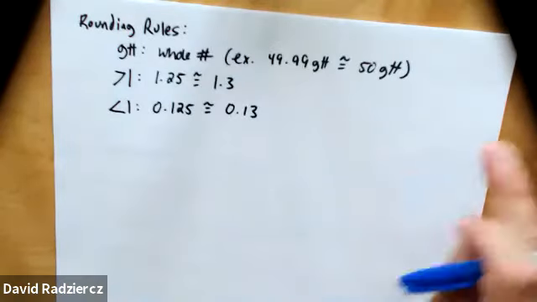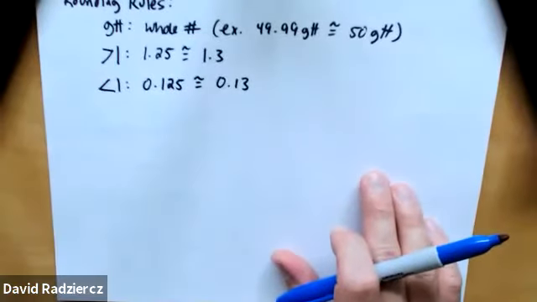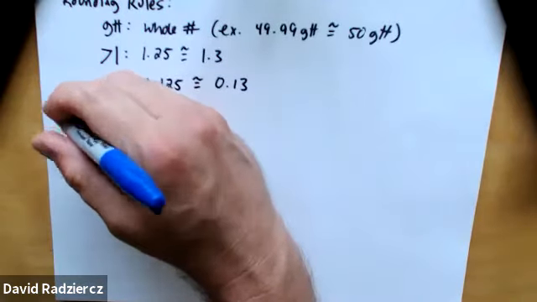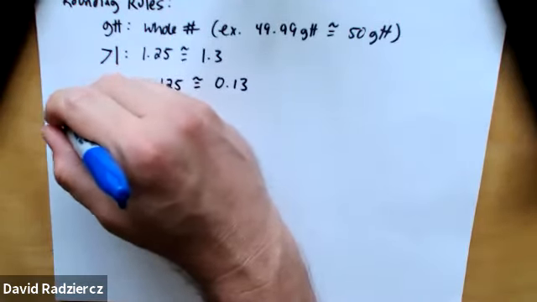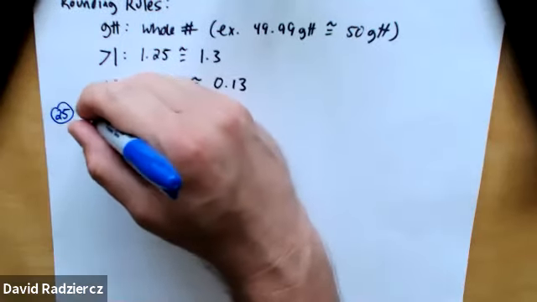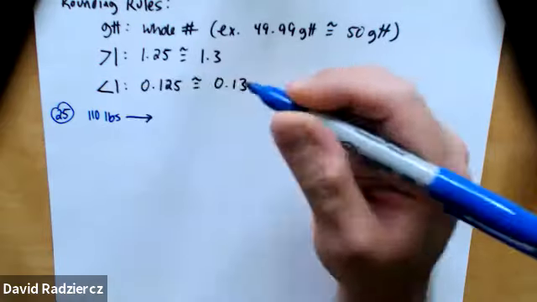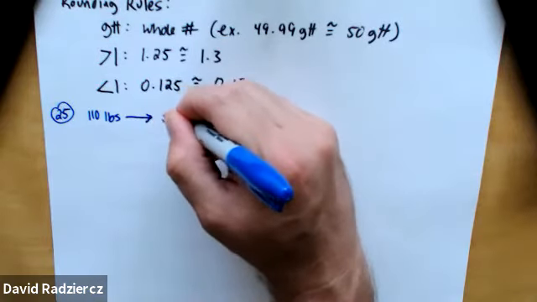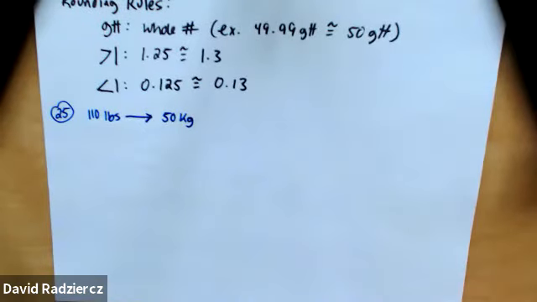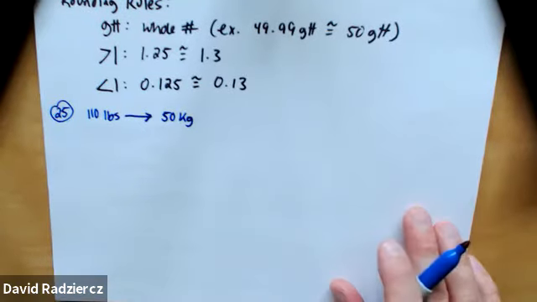Okay, so we have a 110-pound individual. This is number 25. 110 pounds. We need to convert that to kilograms. So that is equivalent to 50 kilograms. 110 divided by 2.2 is 50 kilograms, no rounding required.